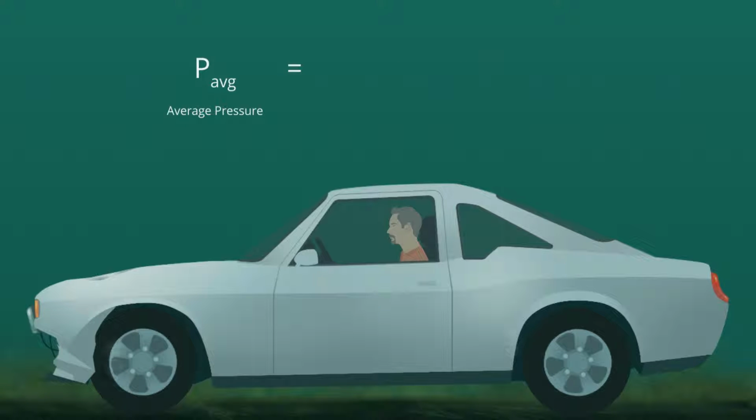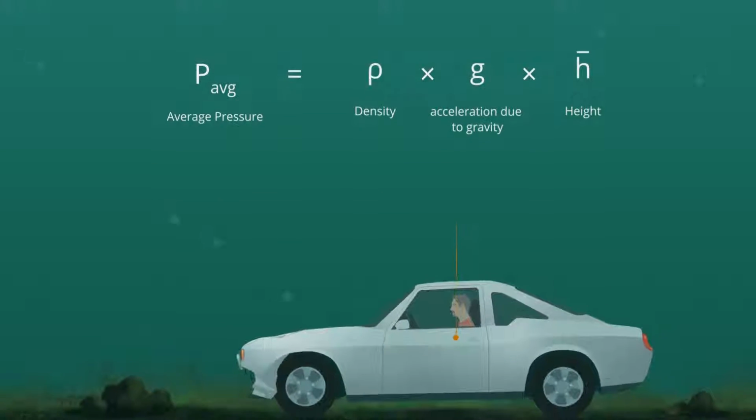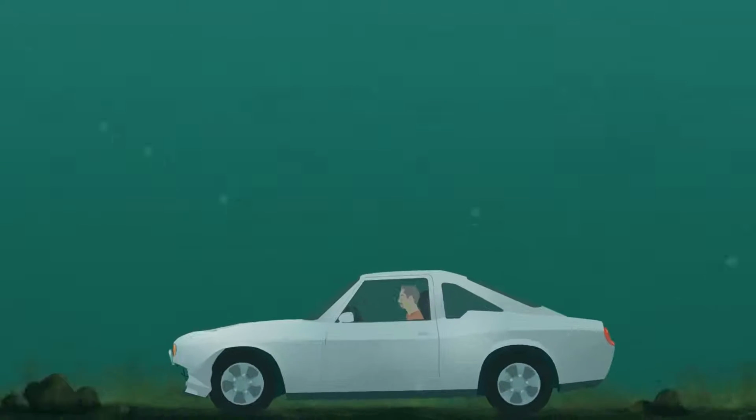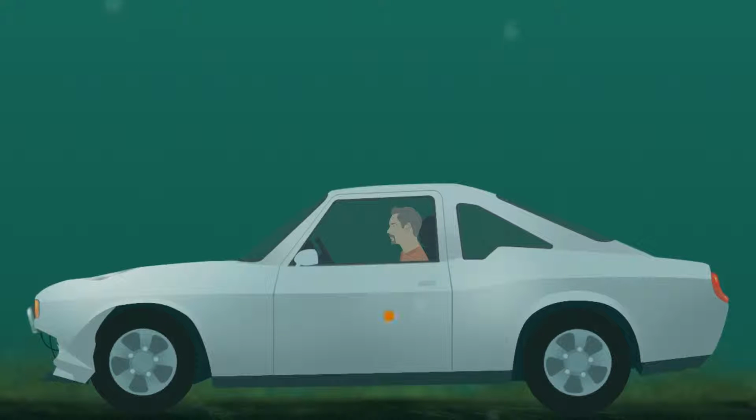It is the product of density, acceleration due to gravity, and the height between the centroid of the door and the surface of the pond. The resultant hydrostatic force on the door acts on the pressure center, which in this case is directly under the midpoint of the door. Let's look at some different scenarios.